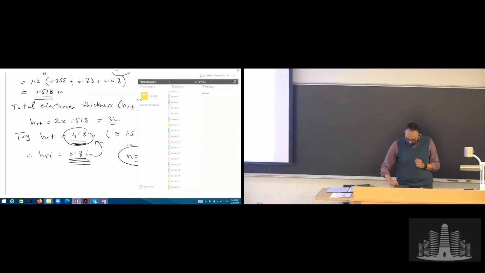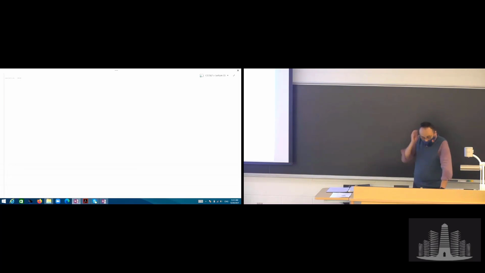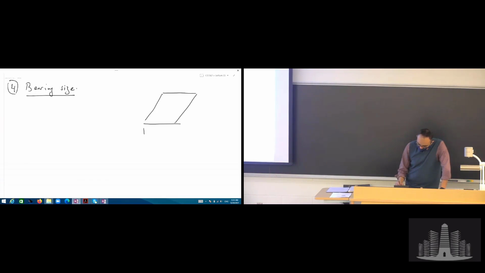Now let us continue the example with step number 4. In step number 4, we're going to come up with the bearing size. So if this is the bearing, then we have a length L and a width W. We're trying to come up with the dimensions of the bearing. We came up with the thickness.